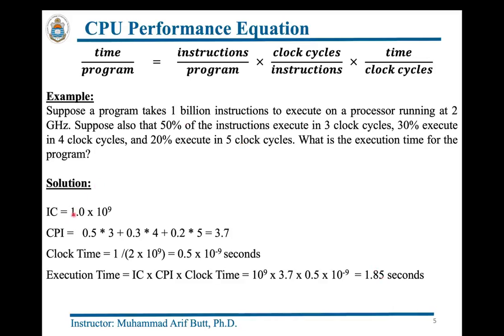The instruction count is 1 billion, 10 raised to power 9. The CPI is of course 50% of the instructions execute in 3 clock cycles, 30% execute in 4 clock cycles, 20% execute in 5 clock cycles, so overall it becomes 3.7. And since the clock rate is 2 gigahertz, 1 over 2 gigahertz comes out to be something like this, and the final time is this. Okay.